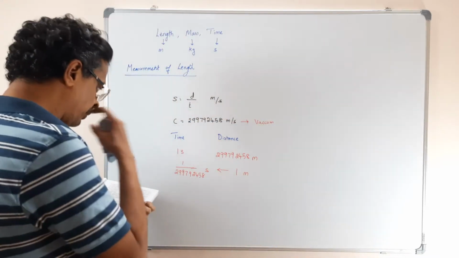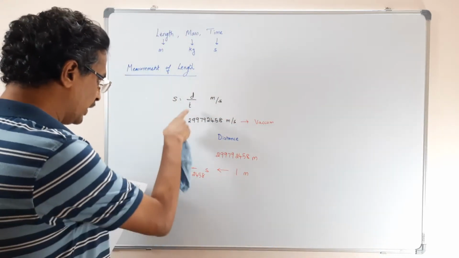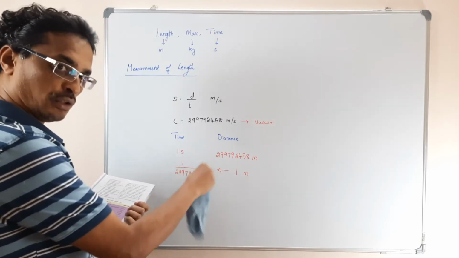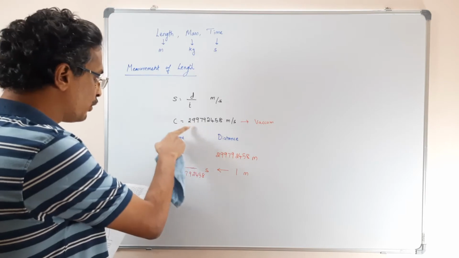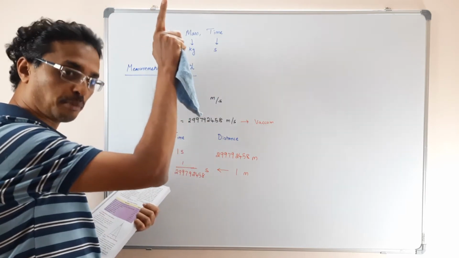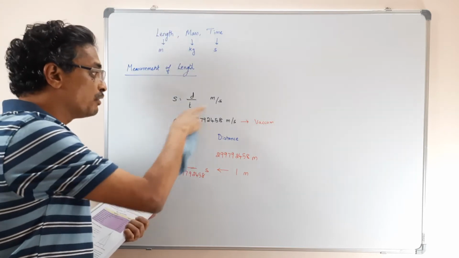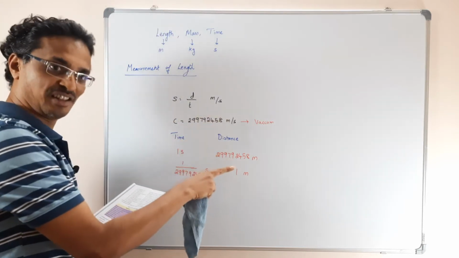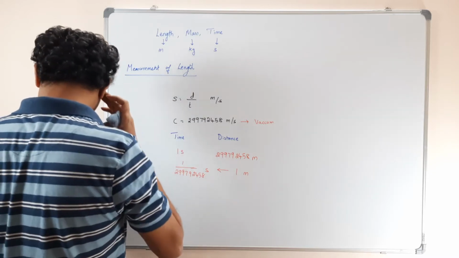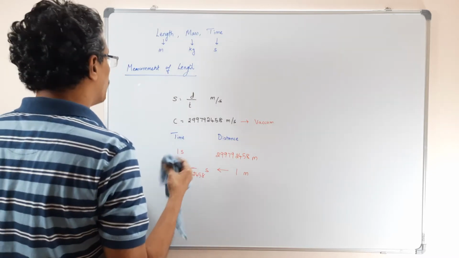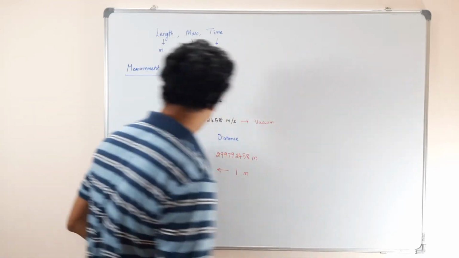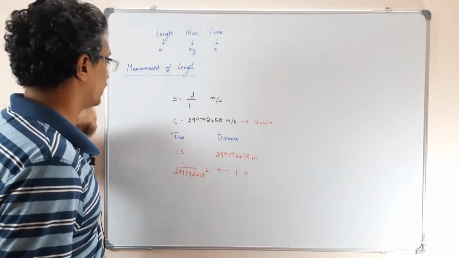So why do they keep changing it? They want to make it more and more accurate. When I know the speed more accurately than the red-orange light of krypton, this gives you a precise definition of 1 meter. So that's the reason they keep updating it. Okay, so this is the unit of this fundamental quantity, length.